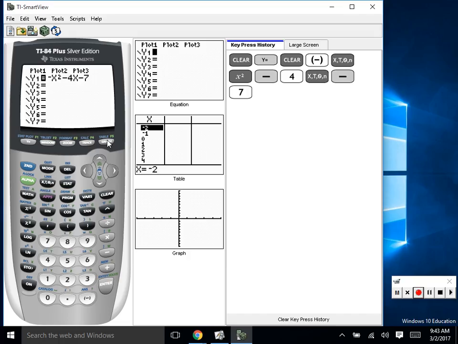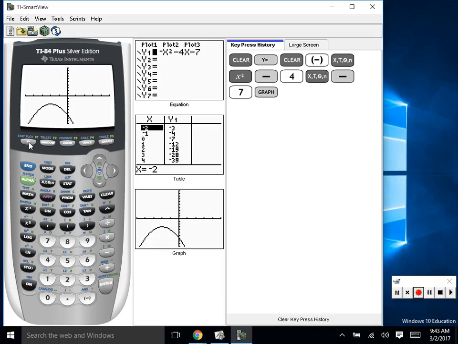Now everybody hit graph. Right here. Right there. Right here, 2, x squared. So does everybody have this typed in almost? Now hit graph. We have to know how to use these calculators, and then once we know, the hardest part is just knowing how to use your calculator, and then it's easy from there.